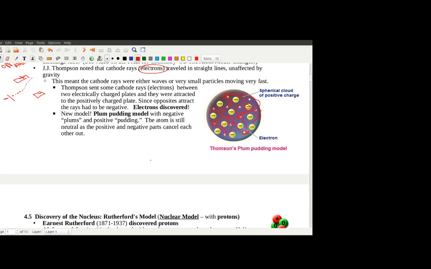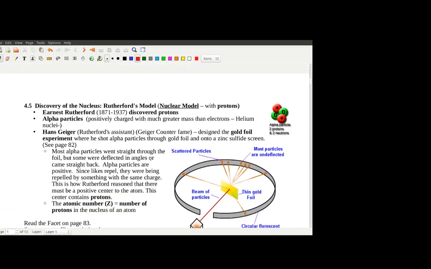So now Thomson's model was improving because we just discovered electrons. We discovered the atom wasn't solid. Now we have to go on to Rutherford's model, the nuclear model, which ends up having protons in it and later neutrons. But Ernest Rutherford discovered protons. Notice the time frame that we're dealing with now, 1937, that's when he lived, right before World War II. And so he had these things called alpha particles.